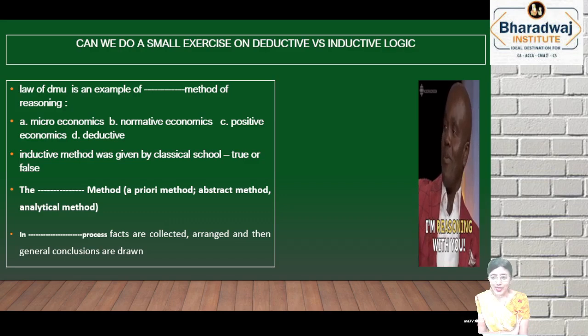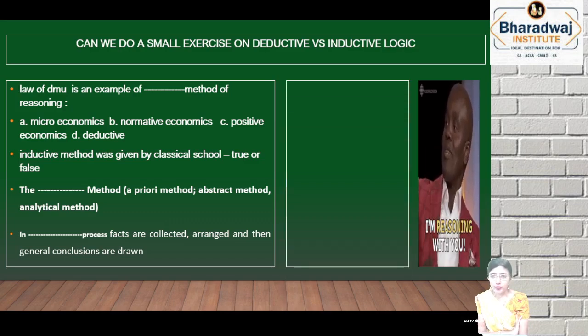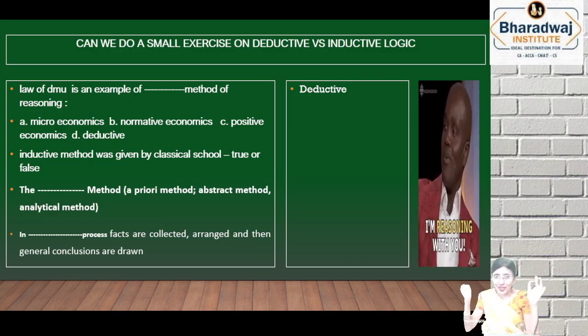Law of DMU is an example of the deductive method. And deductive is from what? General to particular or particular to general? General to particular. Please remember that. And what is the general? General is an undisputed fundamental fact.